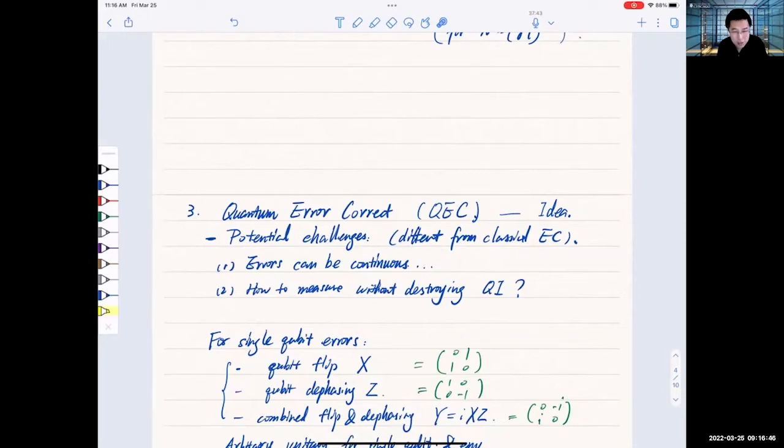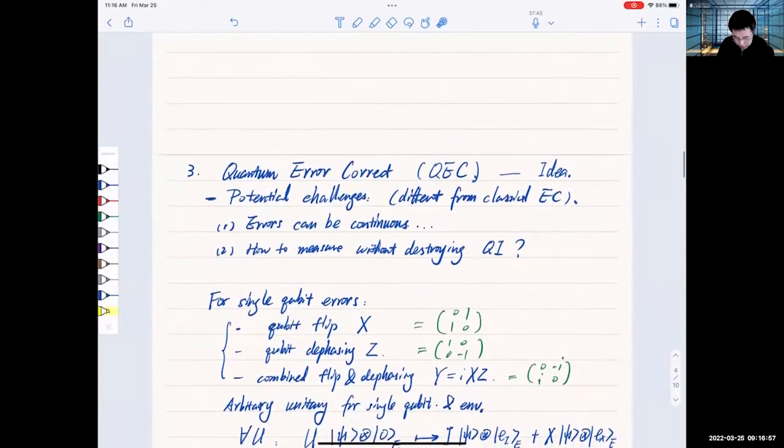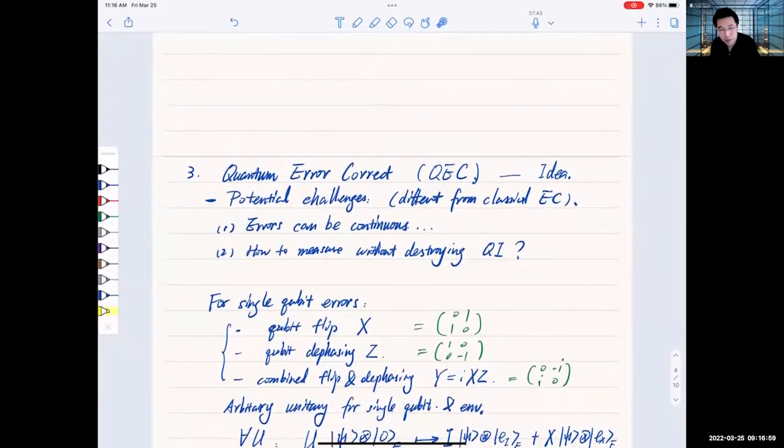Because evolution could be a superposition of error or no error, would that cause trouble when we try to correct them? Okay, that actually leads us to think about a more general model of what the quantum error will look like.